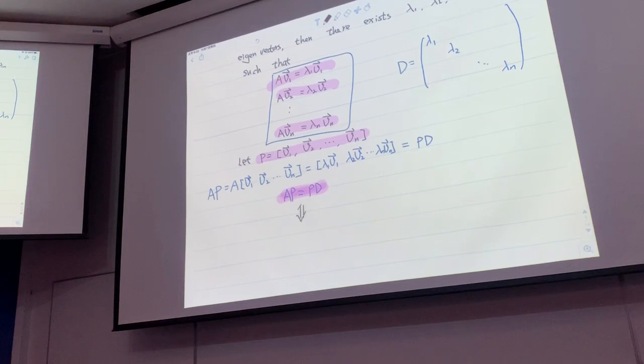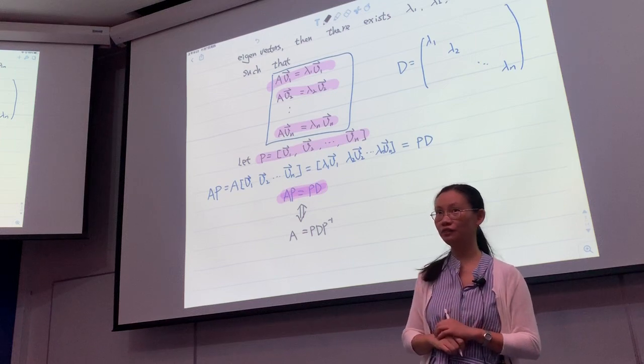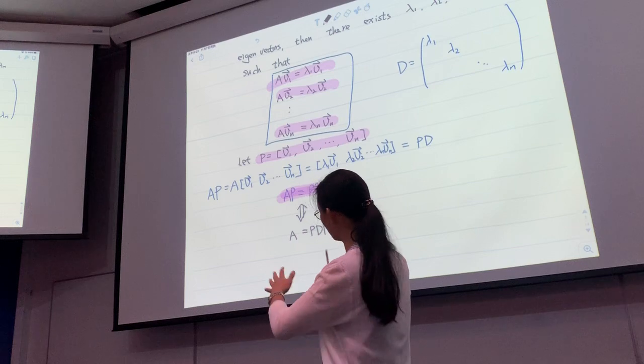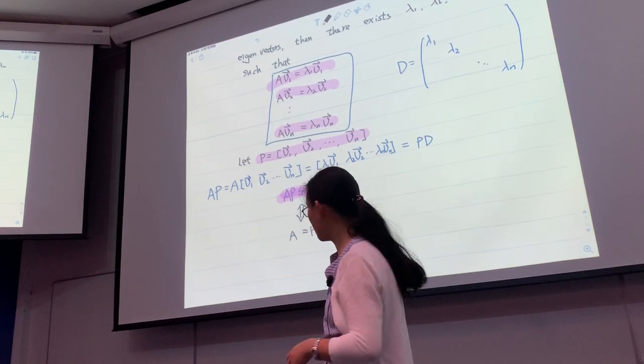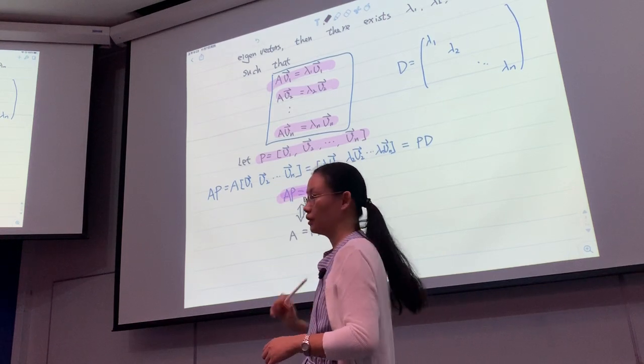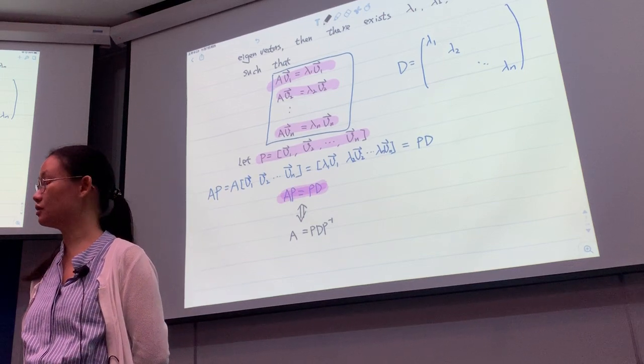This formula is equivalent to A equals P D P inverse, right? I multiply both sides by P inverse, and we get this one. This is the decomposition we are looking for. So A is similar to D. If you understand those reformulations, you can see all those formulas are equivalent to each other, right? That's why A is similar to a diagonal matrix if and only if A has n linearly independent eigenvectors. The proof is clear.